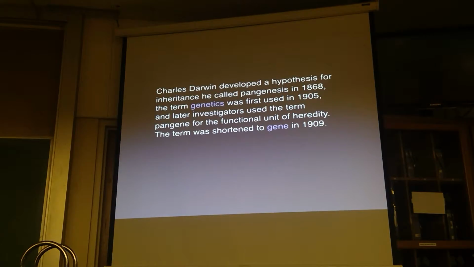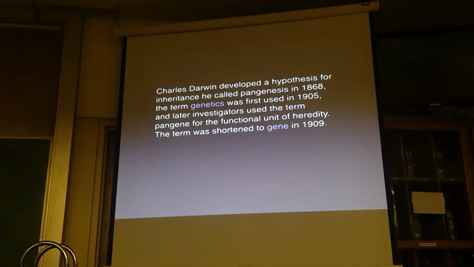Charles Darwin developed a hypothesis for inheritance that he called pangenesis. This was in 1868. And the term genetics was first used in 1905. Genetics is the study of heredity and factors that are passed from one generation to the next. Again, at the time, nobody really knew what that material was. But investigators used the term pangene from Darwin's work, and then that was later shortened to gene. So the term gene was actually first used as that term in 1909, this unit of heredity.